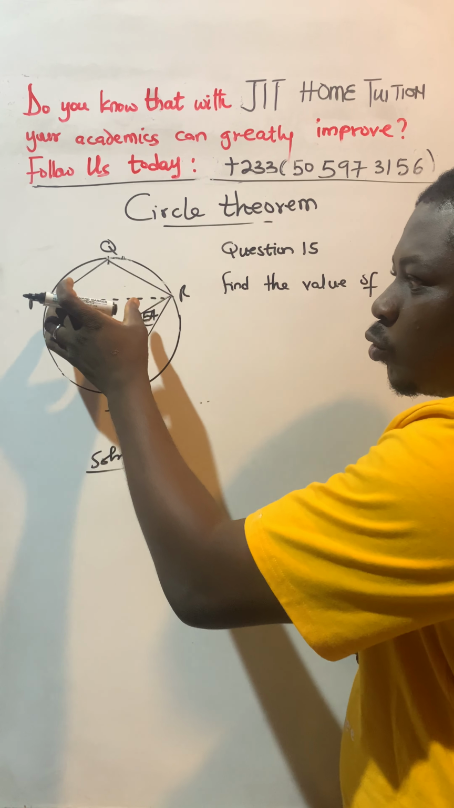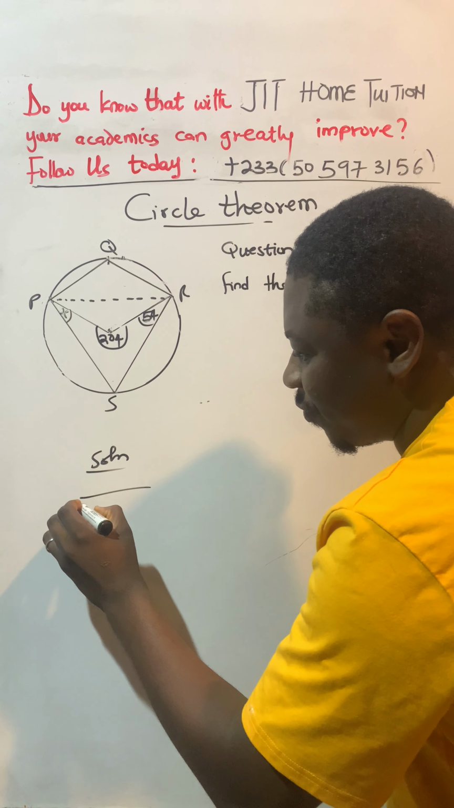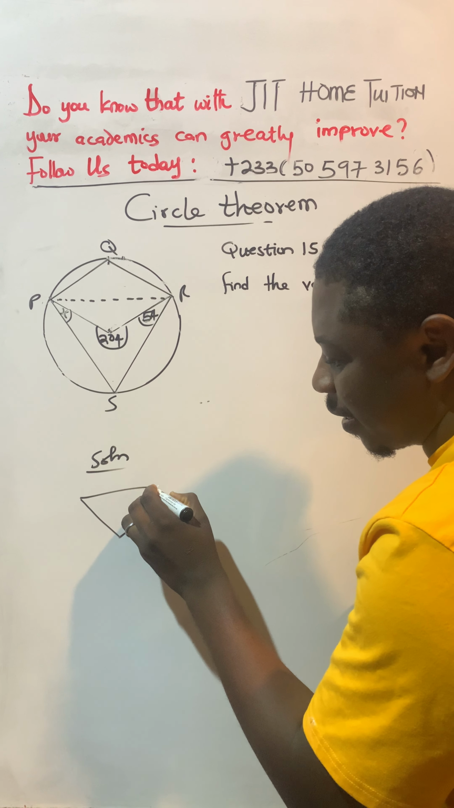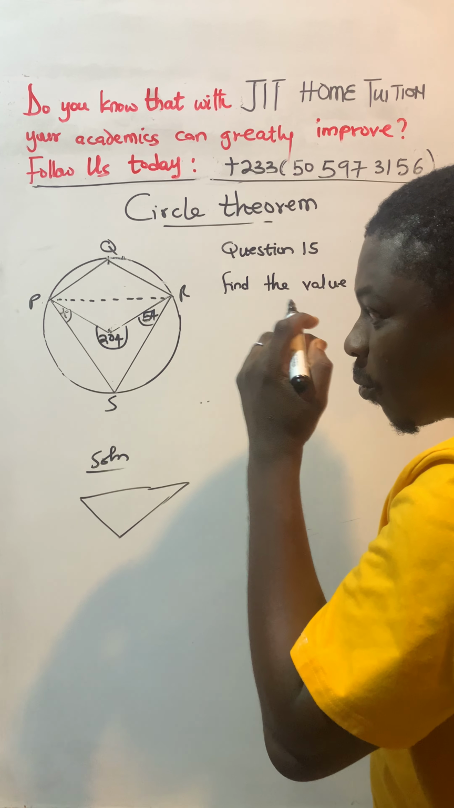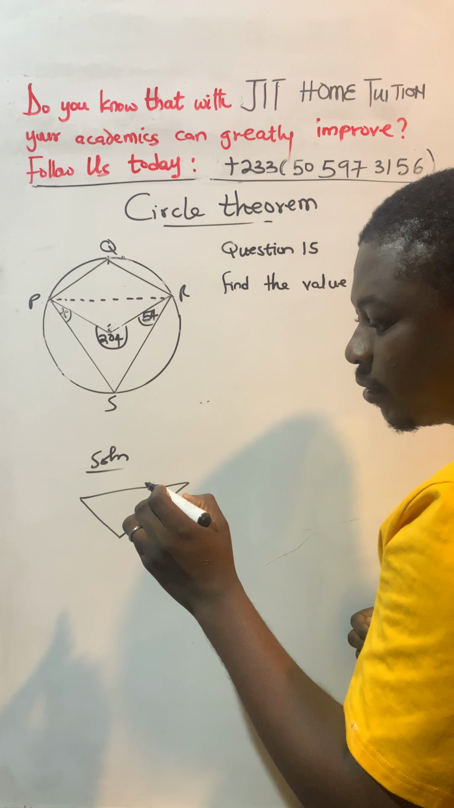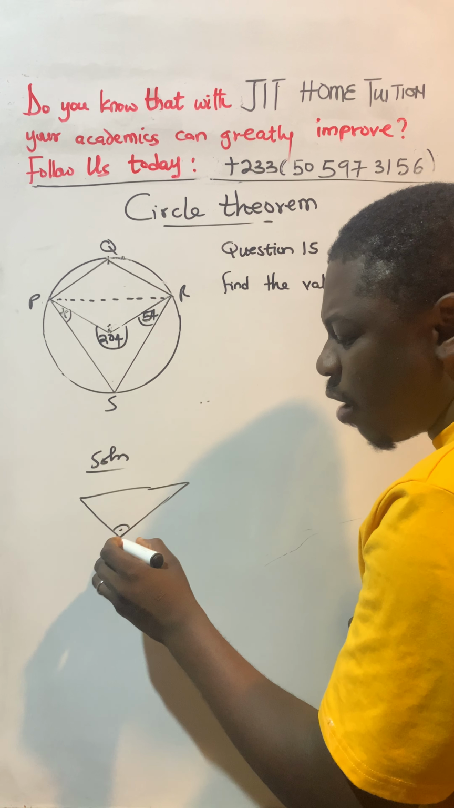All right. And so with this chord, you see that you are having a triangle like this. That is with the introduction of the chord. However, we need the angle here. Okay, so how do we find the angle here?